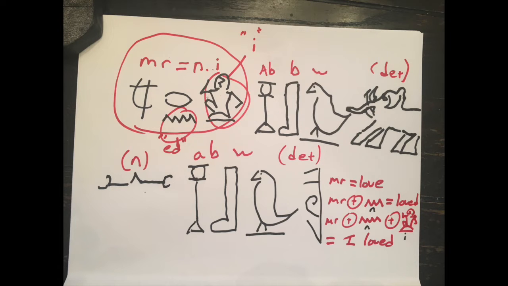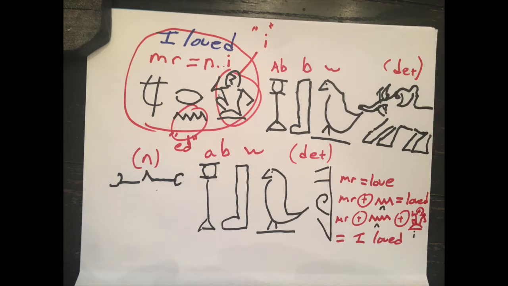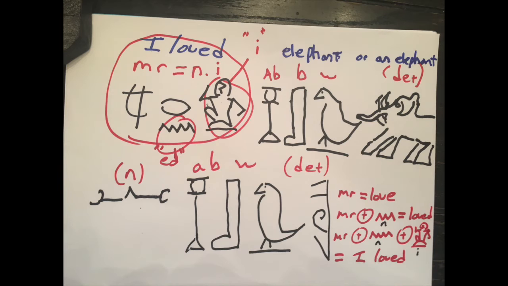So you probably remember AB plus B plus W with the determinative for a pachyderm is going to be the word for elephant. Usually anytime you have an animal at the end, it makes it much easier to understand. All right, so we have I loved, and then the word elephant. Because in ancient Egyptian hieroglyphs there are no articles as well as sometimes connecting words, this can be translated therefore as I loved an elephant, the elephant.